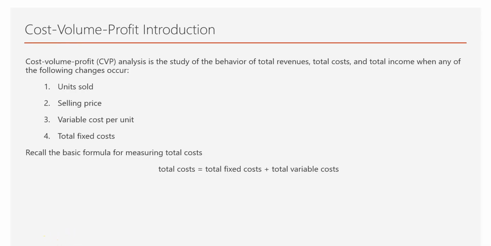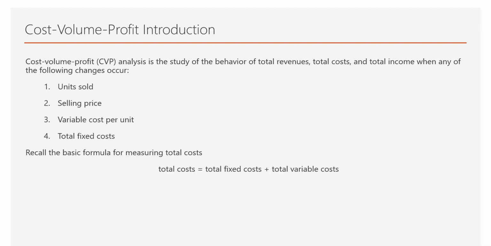Cost volume profit analysis is a study of the behavior of total revenues, total costs, and total income when any of the following changes occur: a change in units sold, a change in selling price, a change in variable cost per unit, or a change in total fixed cost. Now, again, recall the basic formula for measuring total cost: total costs equals total fixed costs plus total variable costs. And again, if you need to, go back and watch my video on cost behavior.